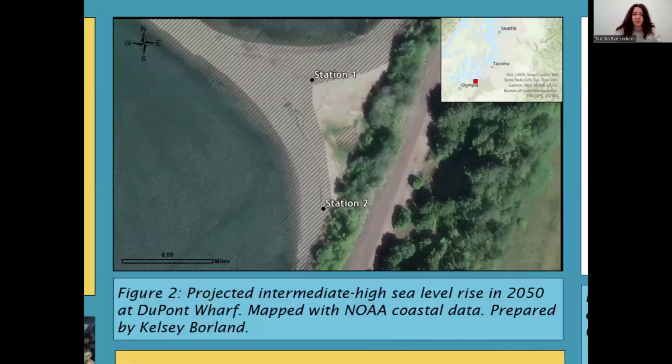This map shows DuPont Wharf on the Washington coast, which is where I collected samples for this project. The shaded areas depict projected sea level rise in 2050. As you can see, both survey stations that I collected samples from during this project will be affected by sea level rise in the future.